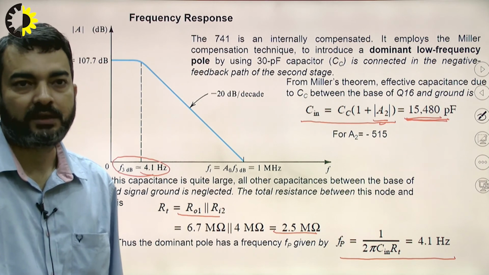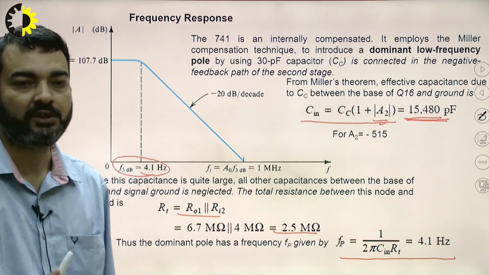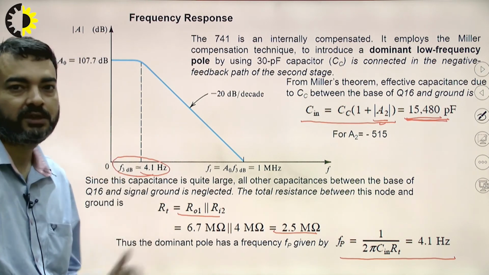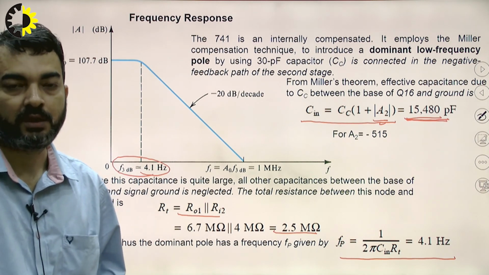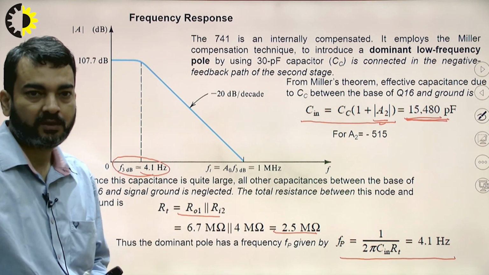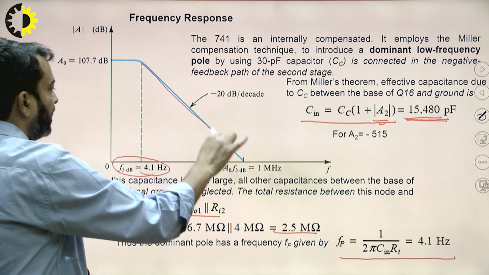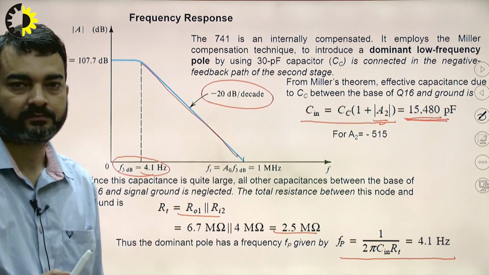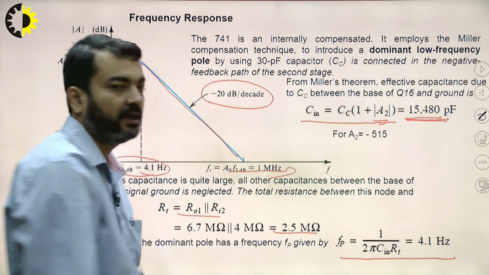Another advantage of the Miller compensation technique is pole splitting. So here we have not only introduced a dominant pole at a lower frequency, but at the same time all other poles will be shifted to higher frequency. So what is the advantage? We will have a constant roll-off rate of -20 dB per decade, and all other poles are shifted to higher frequency.